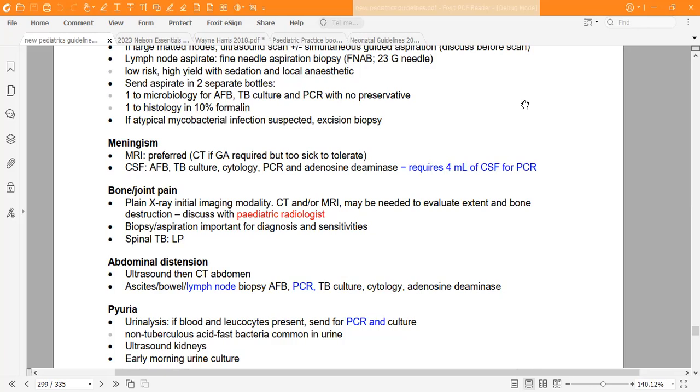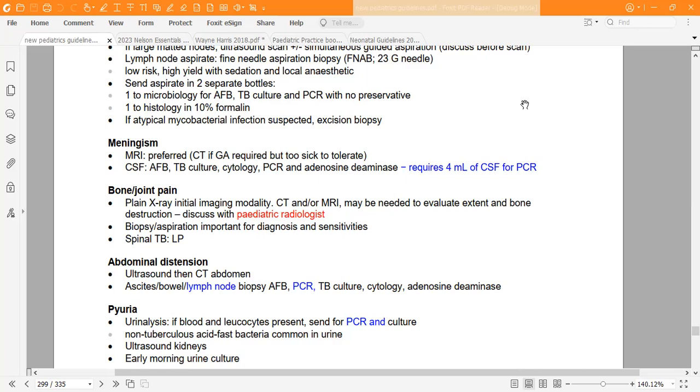Okay. CSF sample for AFB, TB culture, cytology, PCR, adenosine deaminase. Requires 4 ml of CSF for PCR. So PCR needs quite enough amount of CSF, which is minimum, I guess, 4 ml.